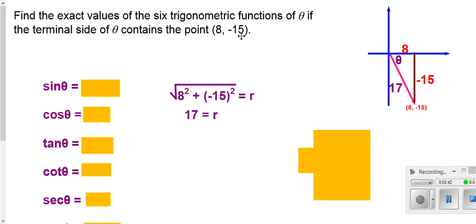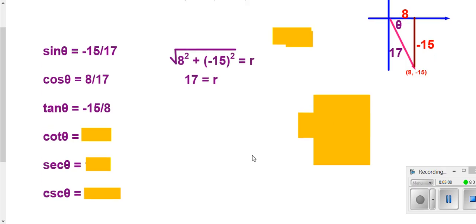Now, whether you use that definition or SOHCAHTOA, we can go ahead and work these out. Sine is opposite over hypotenuse, or according to the definition, y over r. Cosine is adjacent over hypotenuse, or x over r. Tangent is opposite, negative 15, over adjacent, 8, or y over x. Then you also have the reciprocal functions. So cotangent, you have to flip your tangent upside down. Secant, you flip your cosine upside down. Cosecant, you flip your sine upside down.